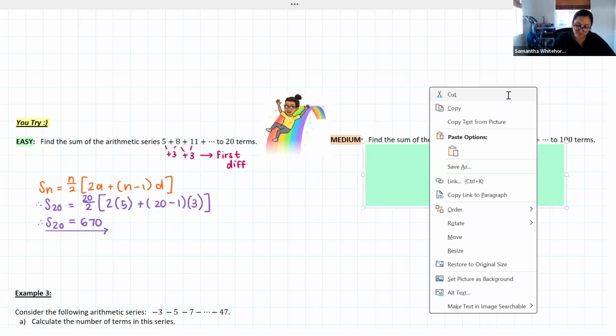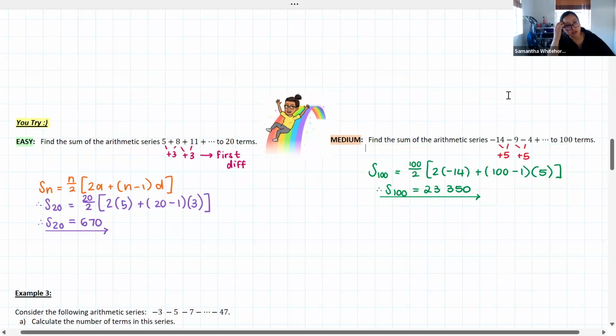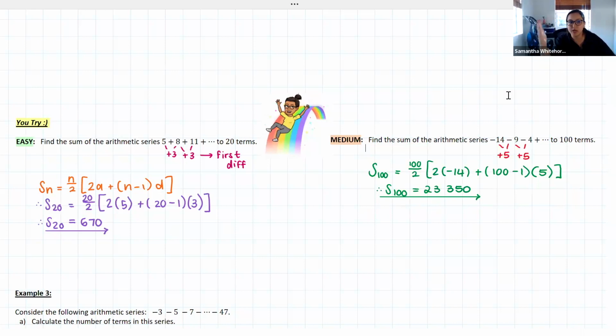For the second one, your constant difference here, you just needed to be careful. You were going from -14 to -9. So you were actually getting more positive, which meant you were adding 5 each time. That meant that your sum was 23,350 of the first 100 terms. Looks like those of you who tried both got both, which is awesome. Looks like those of you who tried one got the one that you tried, which is awesome. So really, really well done, grade 12s.